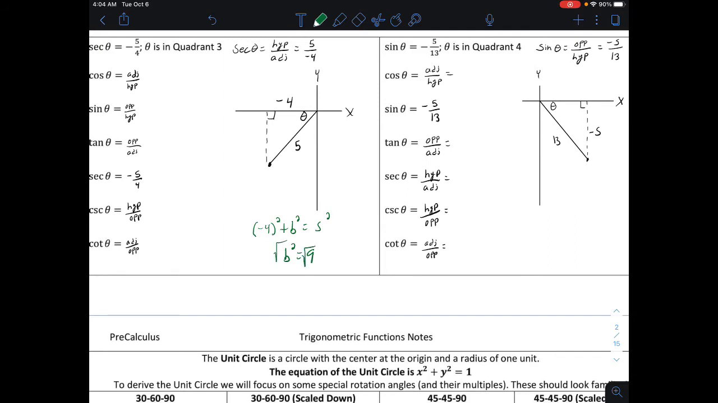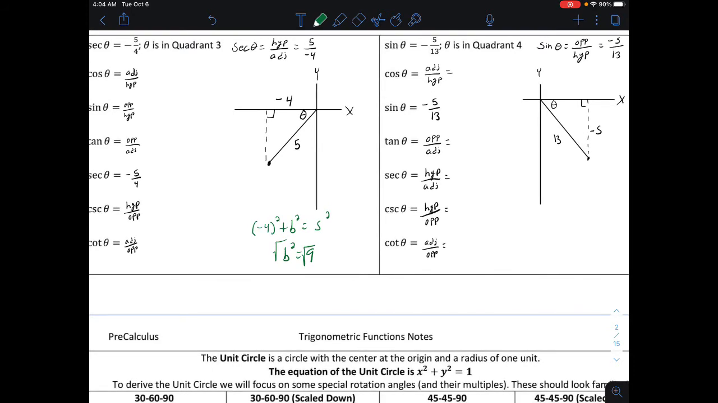Remember that the square root of b squared, or any variable squared really, creates the absolute value. So the absolute value of b is equal to 3, which means you got two possible scenarios for b. b could equal positive 3, or b could equal negative 3. Well, since we're lying in quadrant 3, I have to use the negative one, not the positive one. So this leg here is negative 3.